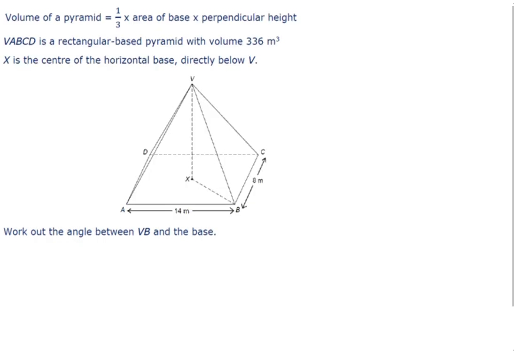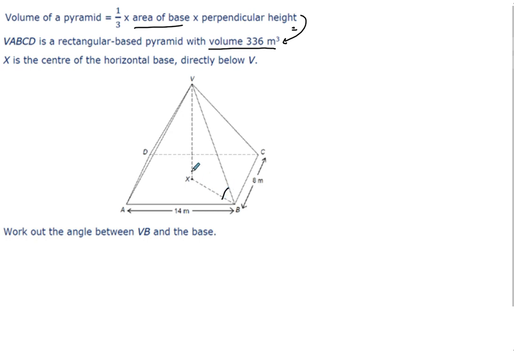Okay, last question. The volume of a pyramid is 1/3 times the area of the base times the perpendicular height. VABCD is a rectangular based pyramid, 14 by 8, and it's got a volume of 336. So you can tell that is equal to that. Yeah? X is the center of the horizontal base directly below V. Okay. Work out the angle between VB and the base. So we're looking for that angle there.